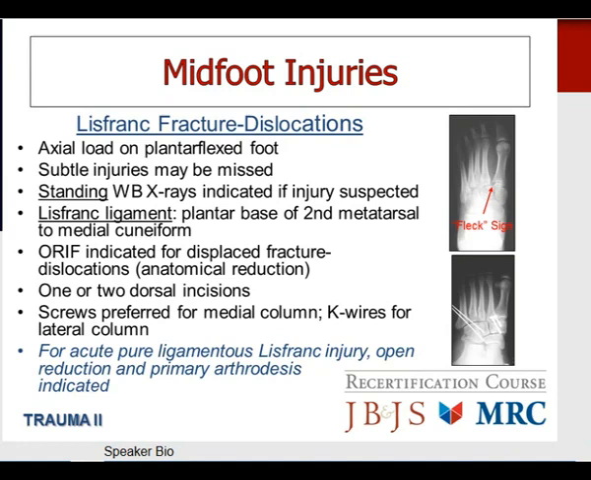If a patient has a displaced tarsometatarsal joint injury, then ORIF is indicated with anatomical reduction, typically performed through 1 or 2 dorsal incisions. Screws are most commonly used for the medial column and K-wires for the lateral column of the foot. If you have an acute pure ligamentous Lisfranc injury without any associated fractures, then open reduction and primary arthrodesis is the treatment of choice.